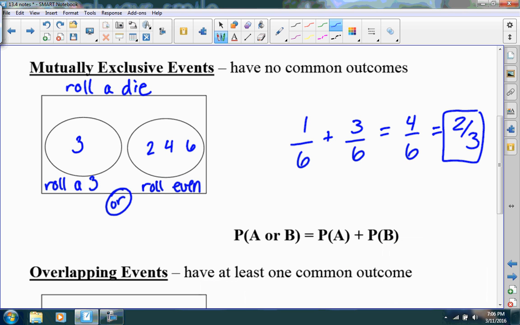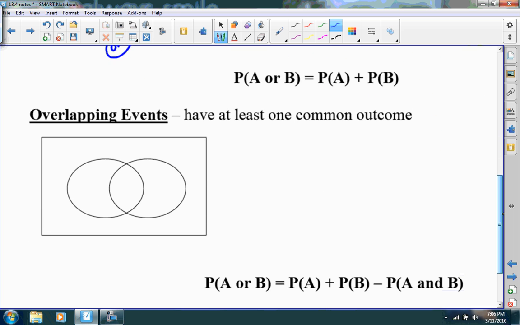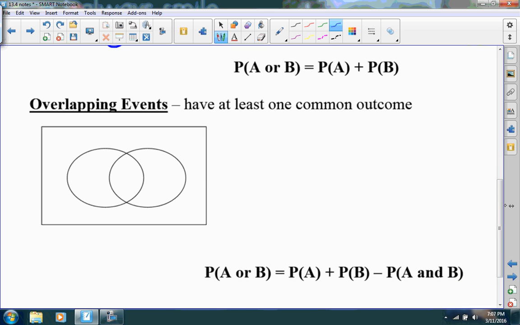Okay, next we need to look at overlapping events. I'll leave the equation up there for the mutually exclusive events so you can see the difference. Down below here is the equation that we're going to use for the overlapping events. You can already see that it's a little bit different. We're going to find the probability of the first event, just like we did, and the probability of the second event, and we're still going to add them together, but then we're going to subtract the overlapping part.